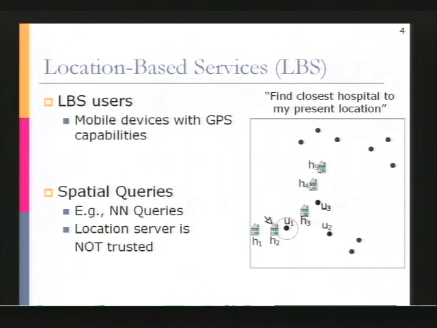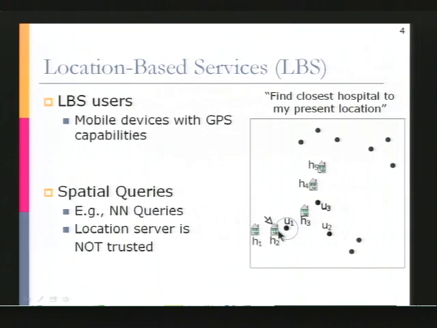So moving on to the location-based services, or LBS, overview. The users of location-based services have mobile devices, and these devices are GPS enabled. The users are able to ask queries which are relative to their location, for instance, nearest neighbor queries. We have here an example with a number of users shown as dots and a number of points of interest. In this case, we have hospitals H1 to H5. In our example, we have user U1 who has the query: find the closest hospital to my present location.